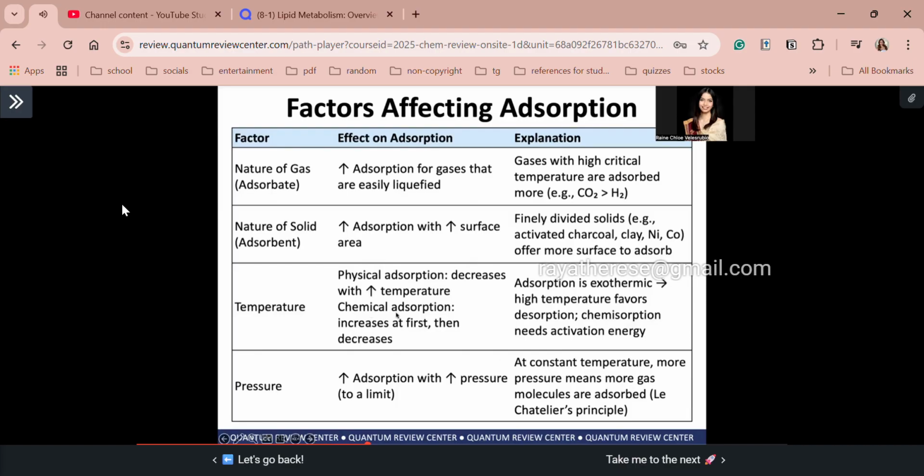Okay? And then lastly, in terms of pressure, there is an increasing adsorption with increasing pressure for physisorption. Okay? Bakit? Because guys, at constant temperature, when we add more pressure, meaning more gas molecules ang ma-adsorb into the solid based on the Le Chatelier's principle.